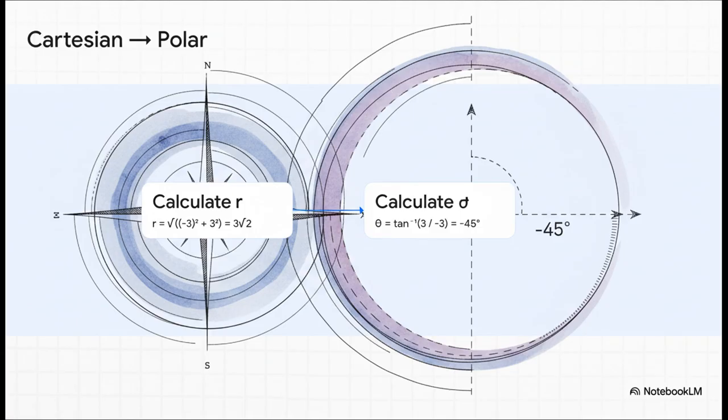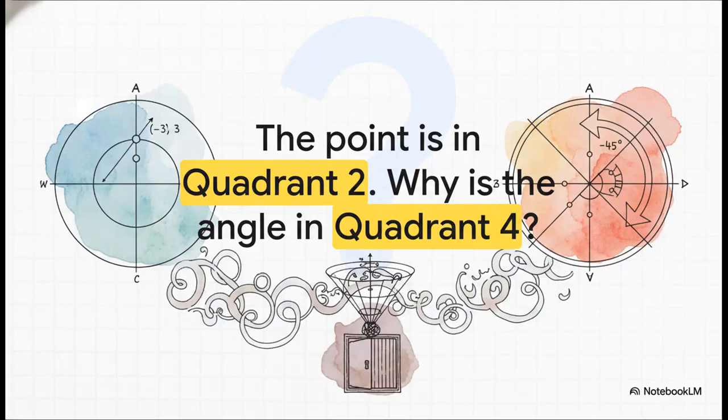No problem. Then we find the angle theta using the inverse tangent of y over x, so 3 over -3. And the calculator tells us, -45 degrees. Hold on a second. Does that feel right to you? Let's picture it. The point -3, 3 is in the second quadrant. You go left, then up. But an angle of -45 degrees is down in the fourth quadrant. So what's going on here?